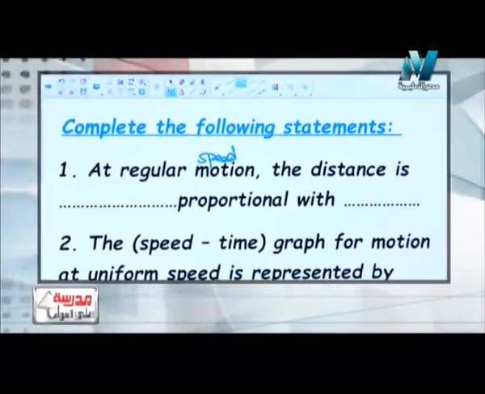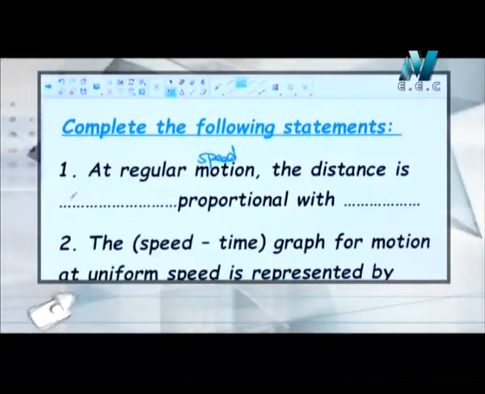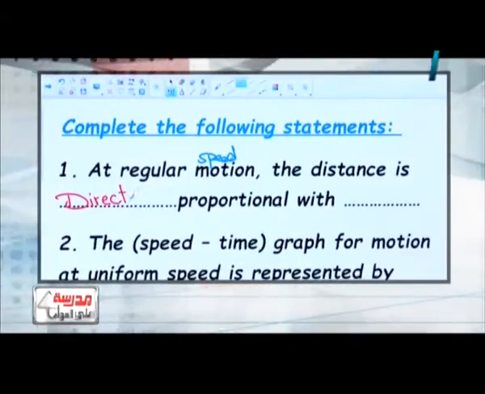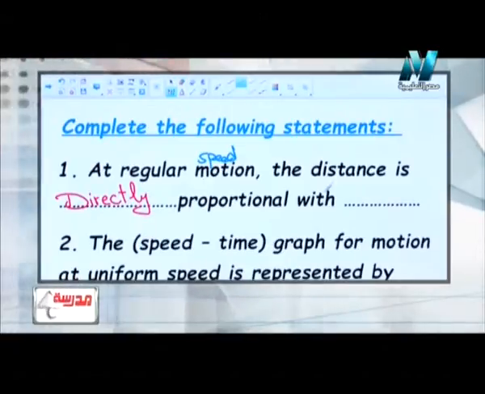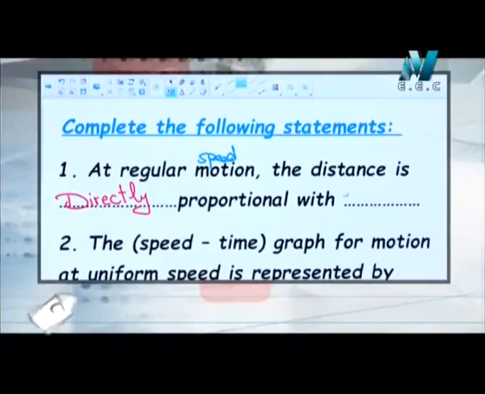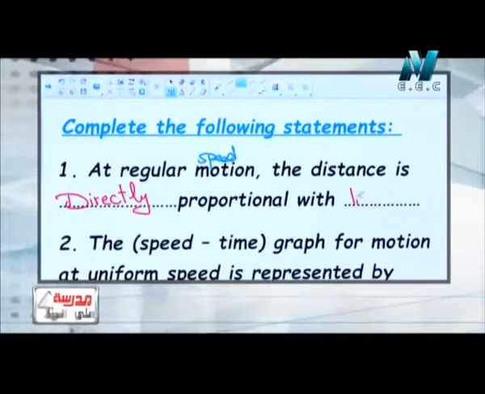Distance is what proportional? Directly or inversely? We say directly, or what they call direct proportion. If the distance increases, time will increase, because we have regular speed proportional with time.